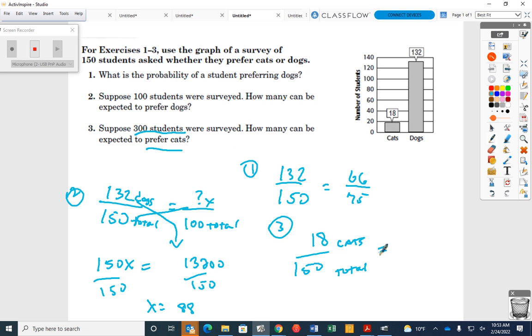300. Is that 300 going to go up here or down here? It's going to go on the bottom. So this is 300 total. And this is going to be this number of cats. Well, you can do cross products here, but there's an easier way to do this one. Because I know that I can multiply 150 times something to get 300. What can I multiply 150 times? 2. And if I do the same thing on the top, what is 18 times 2?